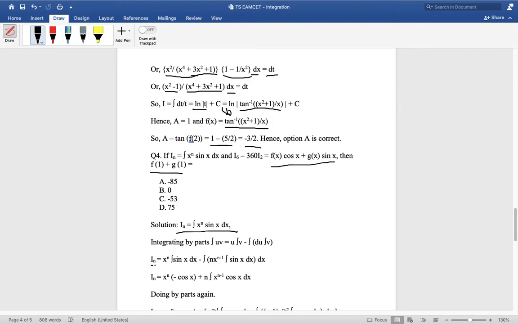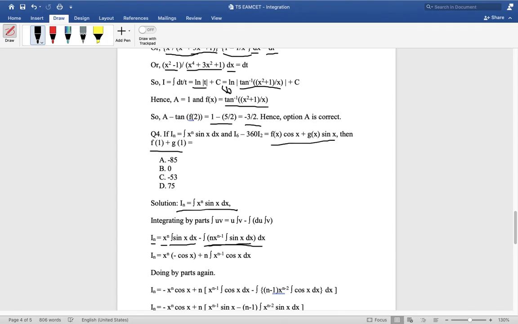So I_n will be what? x raised to the power n times the integral of sine x, minus the differential of x raised to the power n. What will that be? Bring the power down, decrease the power by 1. So n into x raised to the power n minus 1 and the integral of sine x dx, and the whole integral. Okay, the integral of sine is minus cos, we know that. n is constant, I am taking it out. So I am left with x raised to the power n minus 1 cos x. The integral of sine is minus cos. So this minus and this minus will become plus. Okay, so I am now left with this x raised to the power n cos x.